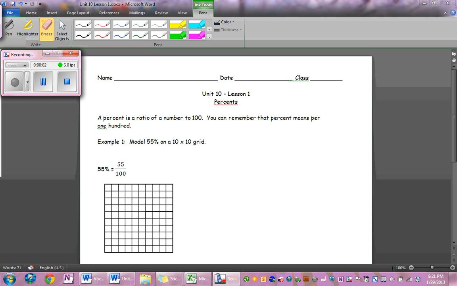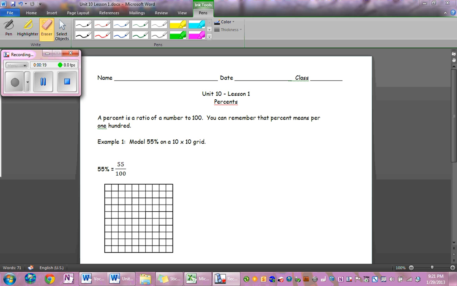Okay, let's look at percent. Percent is a ratio of a number to 100. You can remember that percent means per 100. The model below is a 10 by 10 grid. What we're going to do is model 55% inside that grid. Remember, 55% means 55 out of 100.